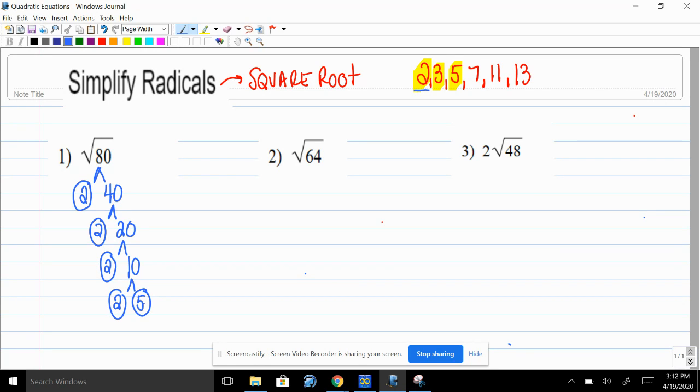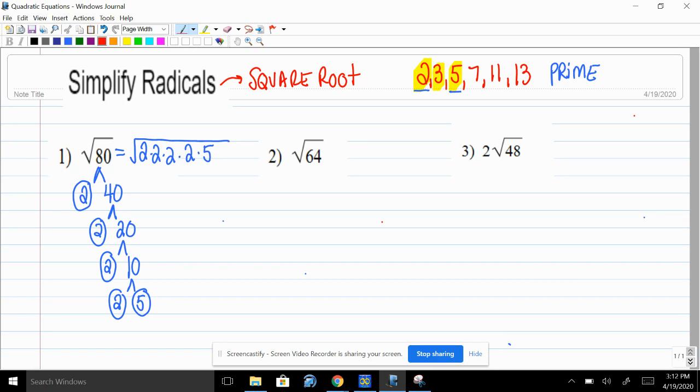Now, the reason I stopped at 5 and I circled it is because 5 is a number on my list. All right, these numbers are all prime numbers, which is why I'm using them. And what it means to be prime is that they can't get split. There's no factors. Okay, so I'm going to stop when I have primes. So you're going to take the numbers at the end of your stems, which in this case is 4 2s and a 5, and you're going to rewrite the radical with those numbers on the inside.